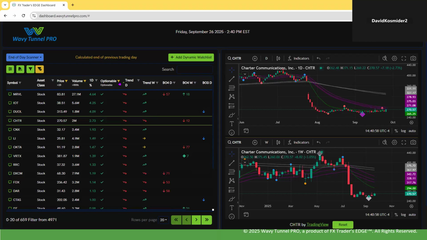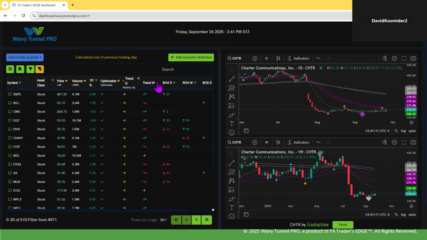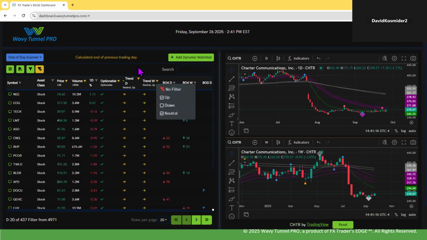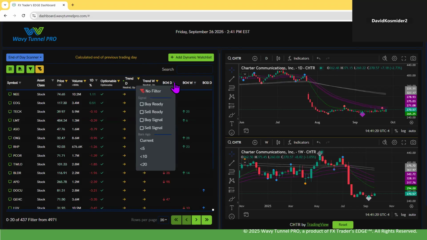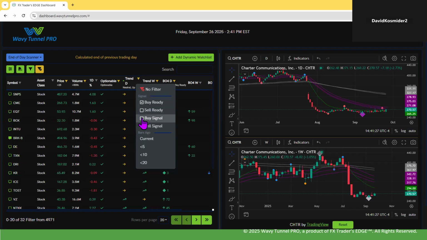Okay. Then for the trend daily, I want it to be up or neutral. And for the trend weekly, I want it to be up or neutral. I don't want it to be down. That's what I'm setting up in my scan. And for the breakout 4, we're just going to look at the buys: buy ready, buy signal. I'll tell you what the difference is shortly.